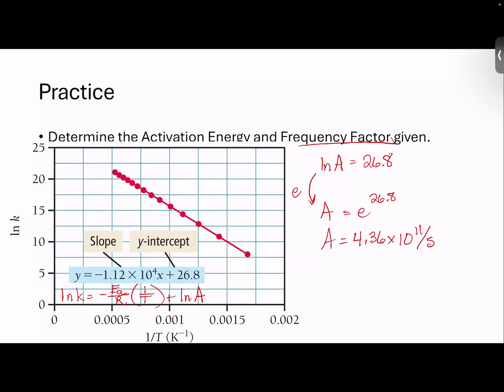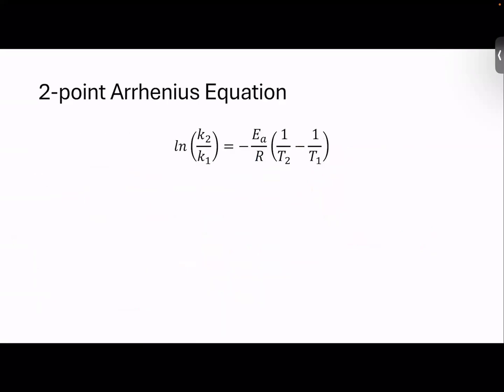I'm going to just introduce the next equation, but we're not going to use it. We'll pick up with this on Tuesday. And that is, we can also do a two-point Arrhenius reaction. This one allows us to determine, again, a variety of options. The two-point Arrhenius equation is natural log of K2 over K1 is equal to negative E sub A over R times 1 over T2 minus 1 over T1.